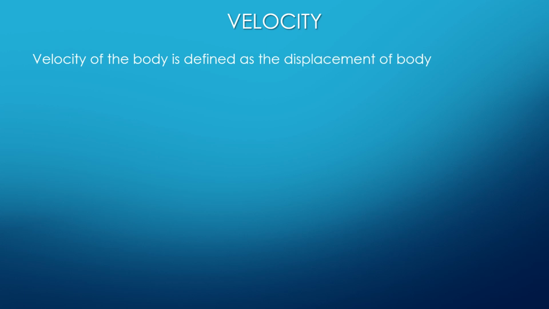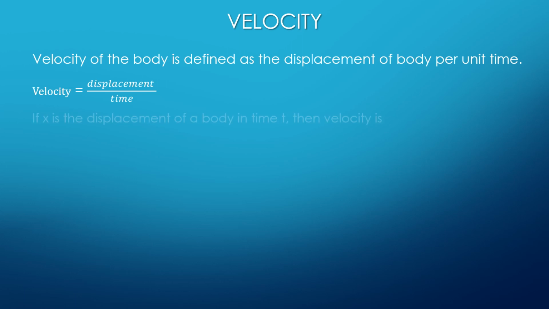Let's understand the concept velocity. Velocity of a body is defined as the displacement of a body per unit time. If we try to write in a mathematical form, velocity is equal to displacement by time. If x is the displacement of a body in a time t, then velocity v can be written as x, that is displacement of a body, divided by t, that is time.